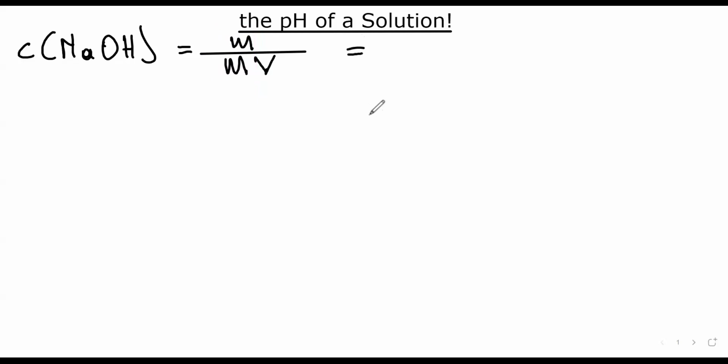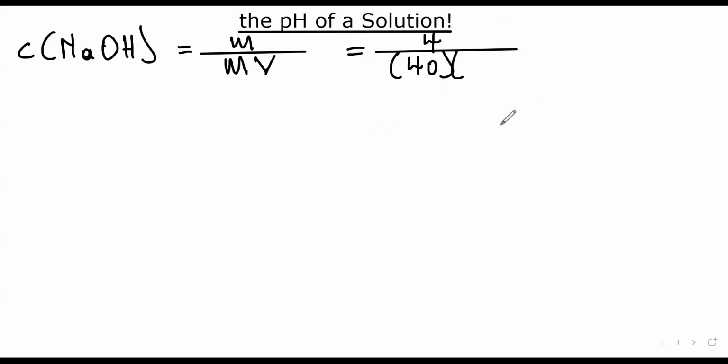The mass is given to us here as 4 grams. And what about the molar mass? Well, we can quickly calculate it aside. The molar mass of sodium from the periodic table, that is 23. The molar mass of oxygen is 16. Hydrogen, it is 1. So the molar mass of sodium hydroxide will be 40 grams per mole.